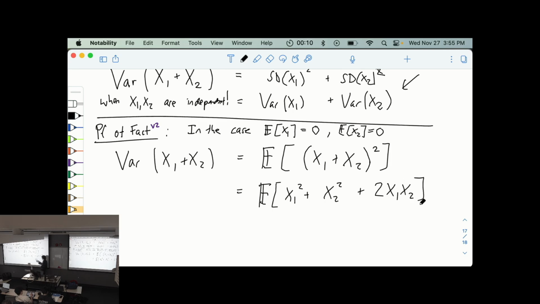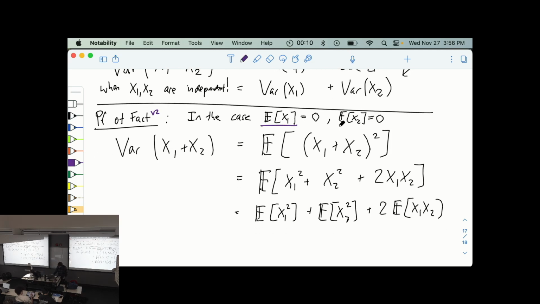And now we have an expected value. We got sums. Expected values play nice with sums. You can split it up. It's the expected value of x1 squared plus the expected value of x2 squared plus 2 times the expected value of x1 times x2. Okay, these first two terms, these are great. We can deal with these. That's because we're assuming things are mean 0. So in this mean 0 case, the expected value of the square is exactly the variance, so we get the variance of x1 plus the variance of x2. That's wonderful. What about this dopey term over here?